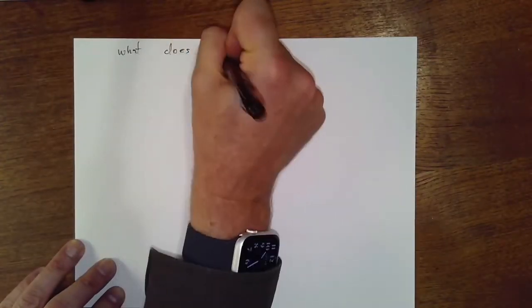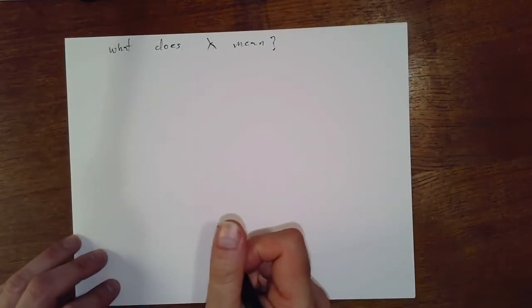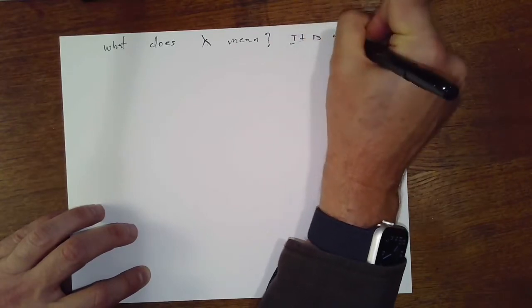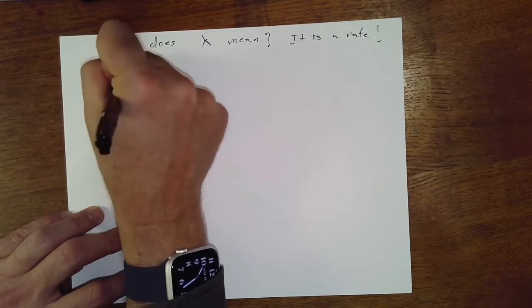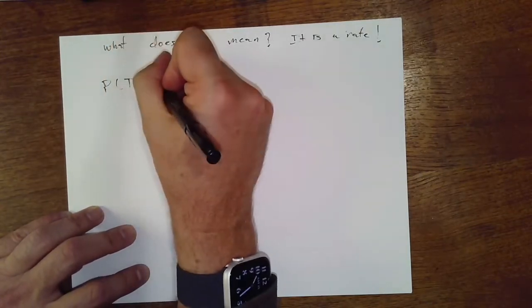So now let's come to the last thing I want to talk about, which is the interpretation of the parameter lambda. What does lambda mean? Well, I already called it a rate. It's the rate at which this random clock rings. So it's the chance that it rings in any interval of time.